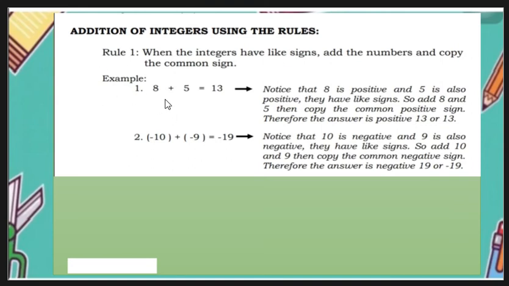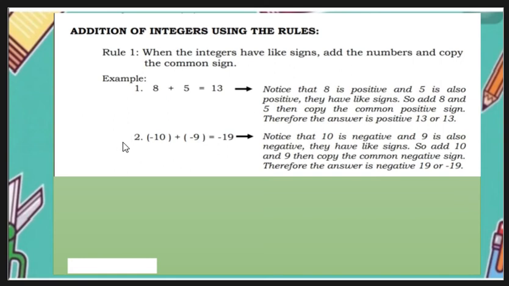For example, number 1, 8 plus 5. Positive 8 plus positive 5, they are both positive, is equal to 13. Notice that 8 is positive and 5 is also positive. They have like signs. So add 8 and 5, then copy the common positive sign. Therefore, the answer is positive 13.